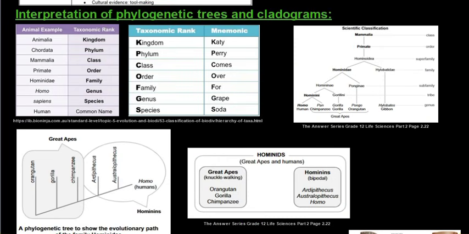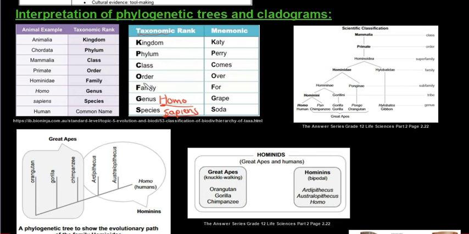Now, the interpretation of a phylogenetic tree, we'll get to that in another video in more detail. But basically, just to understand the taxonomic rank, the order in which it goes, you have kingdom, phylum, class, order, family, genus, and then species. So us as humans would be Homo sapiens. And then just to write it correctly, remember the genus has to be written with a capital letter, and then species with a lowercase letter. And if you don't have a computer to type it with in italics, you underline it with your ruler.